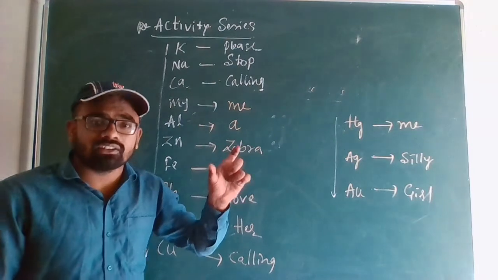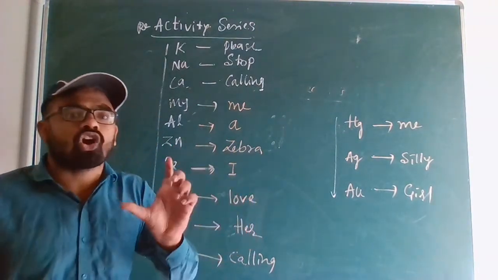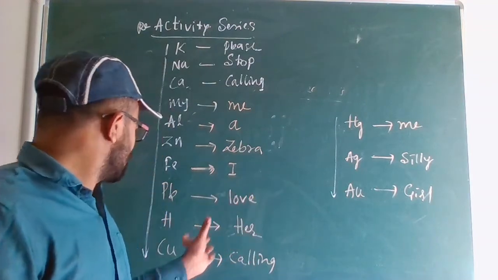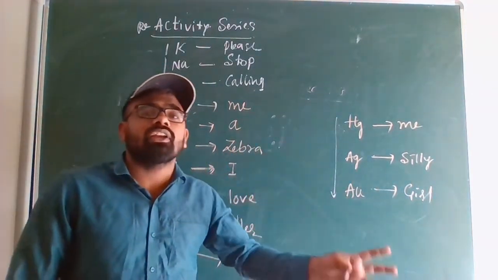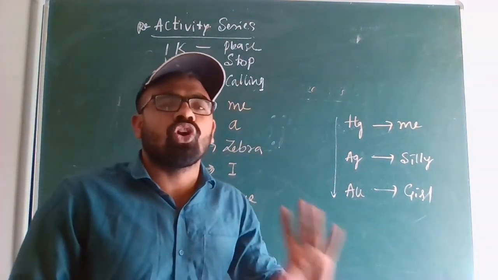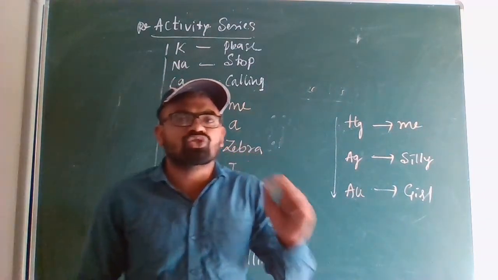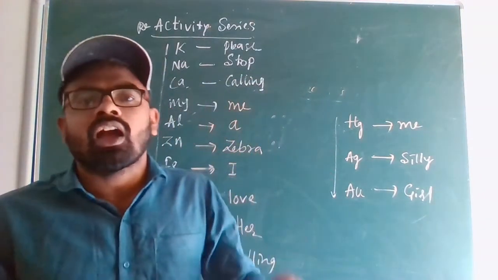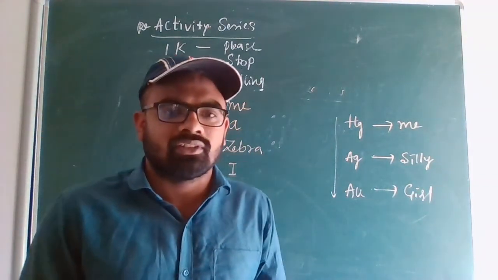I for iron, love for lead, her for hydrogen, calling for copper, me for mercury, silly for silver, girl for gold. How much easier it is. Please stop calling me a zebra. I love her calling me silly girl.